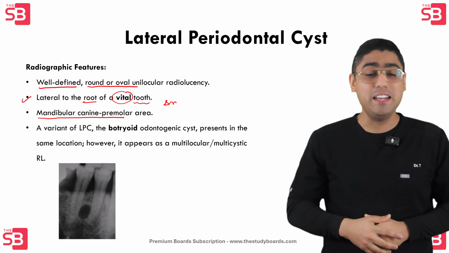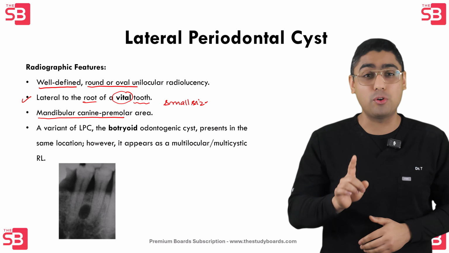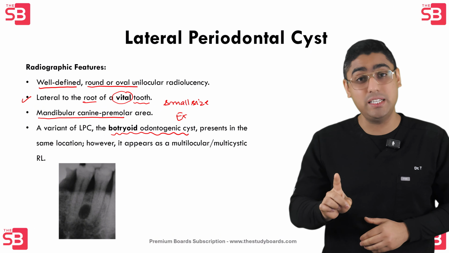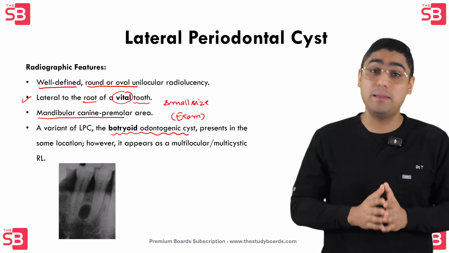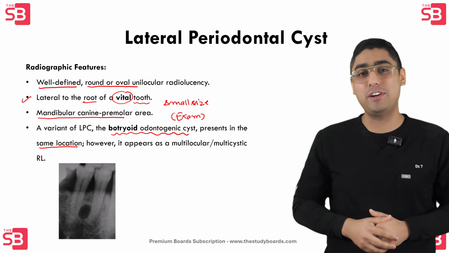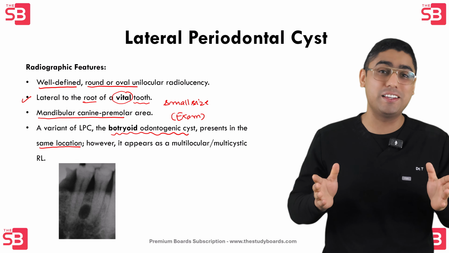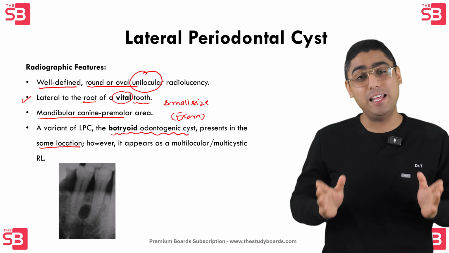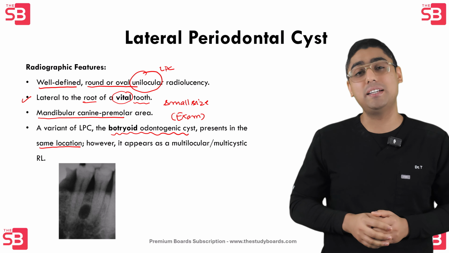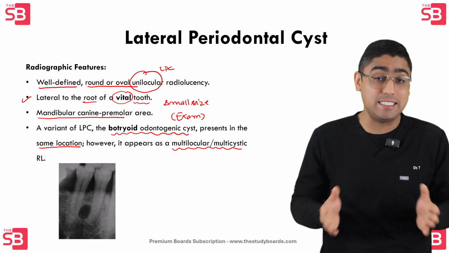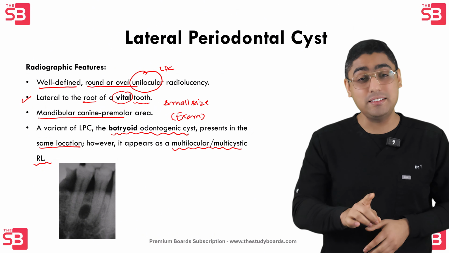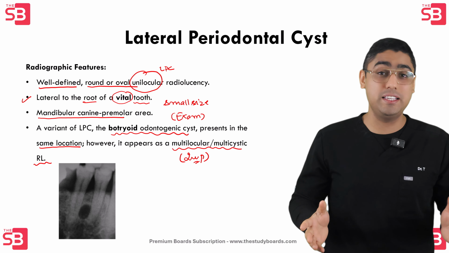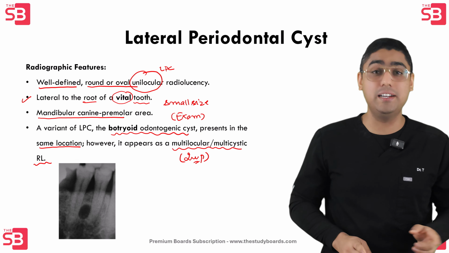And an interesting variant of LPC is going to be botryoid odontogenic cyst. This is an exam question. Now remember, BOC shares the same location and the same origin. But there is one thing which is different from LPC, which is its radiographical appearance. Now instead of the usual unilocular radiolucency of LPC, the botryoid variant presents as a multilocular or multicystic radiolucency, and this gives it a characteristic grape-like appearance on the radiographs. So LPC is unilocular and botryoid variant is multilocular.